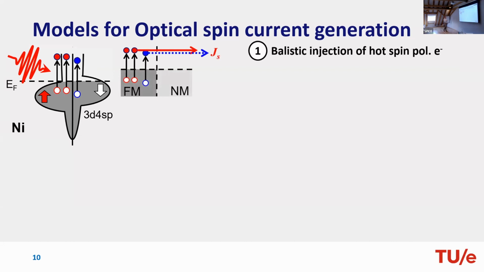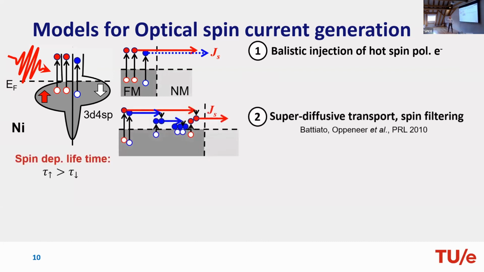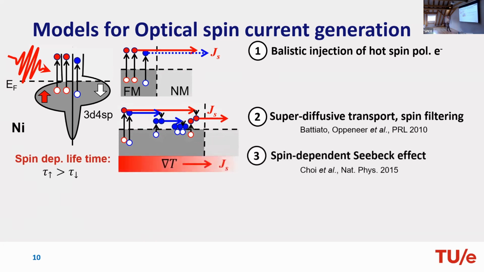So the first one is ballistic injection of hot spin electrons from the ferromagnet into the normal metal, to somewhere else where you can use them. Other nice models are superdiffusive transport and spin filtering, where you have to play around with the spin lifetimes of the two species of the spins flying around. Spin-dependent Seebeck effects, where thermal gradients that you generate by the heating also generate spin currents into the system.